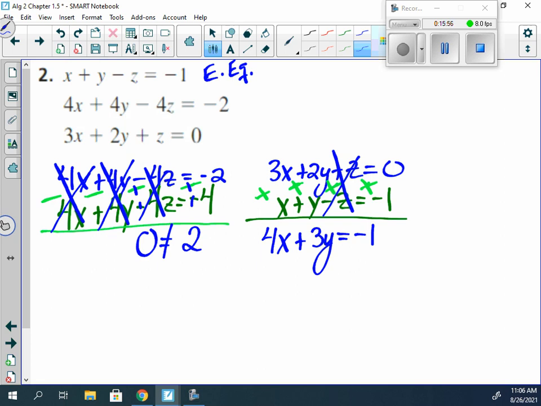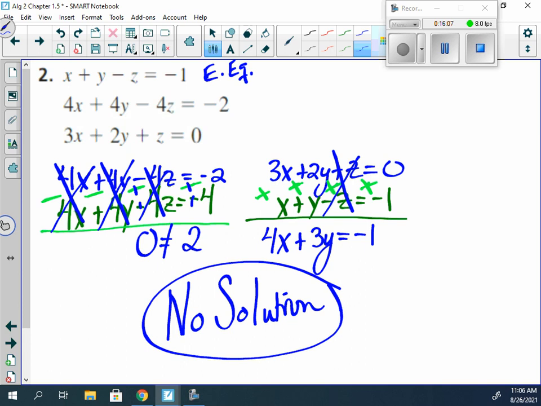And again, like we saw yesterday, if we get a false statement at any point, it's going to be no solution because it's saying that two of those planes are parallel to each other. They do not intersect. They do not cross. Any questions on this here?